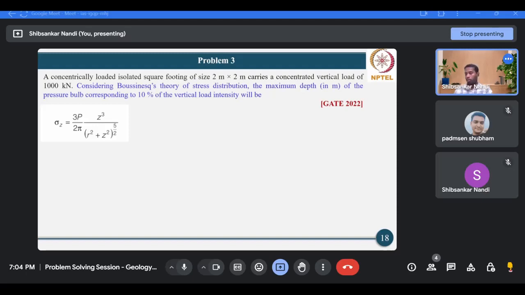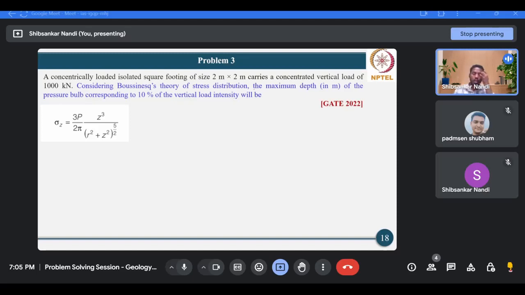Now we'll take a few problems regarding stresses in soil. The first question is taken from GATE examination 2022. In this problem, a concentrically loaded isolated square footing of size 2 meter by 2 meter carries a concentrated vertical load of 1000 kN. Now, considering Boussinesq theory of stress distribution, the maximum depth of the pressure value corresponding to 10% of the vertical load intensity will be.